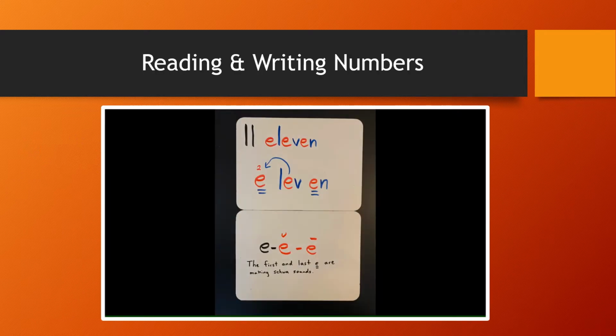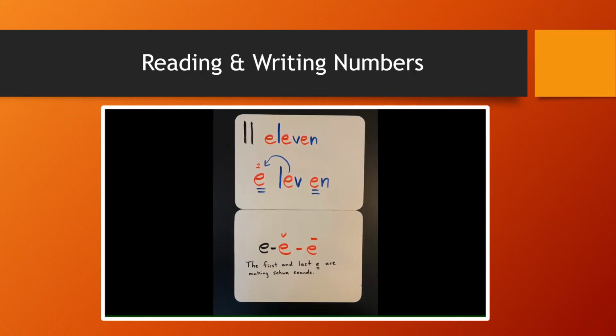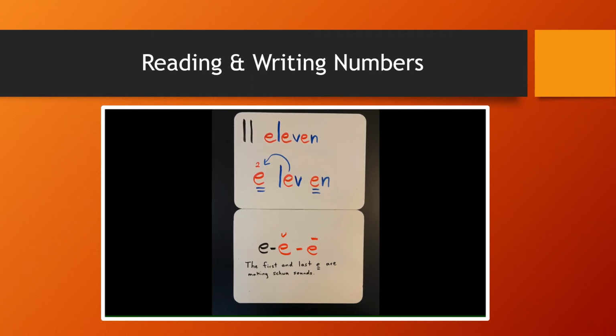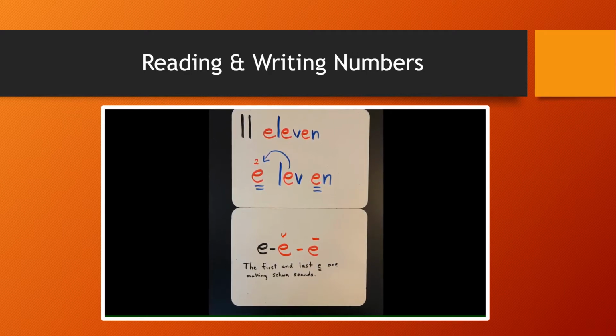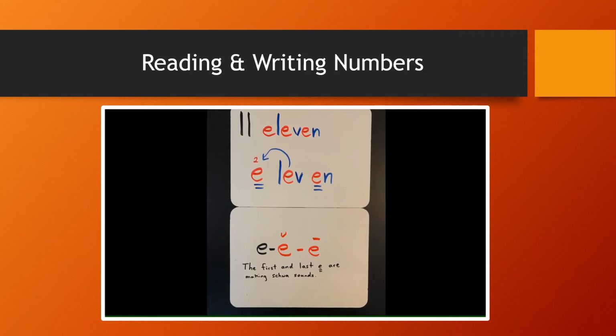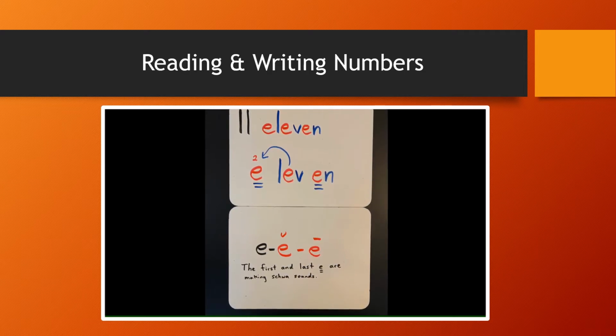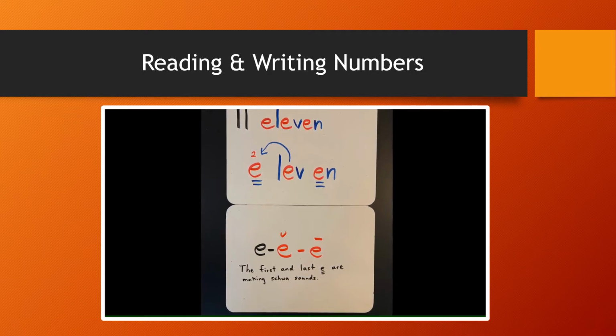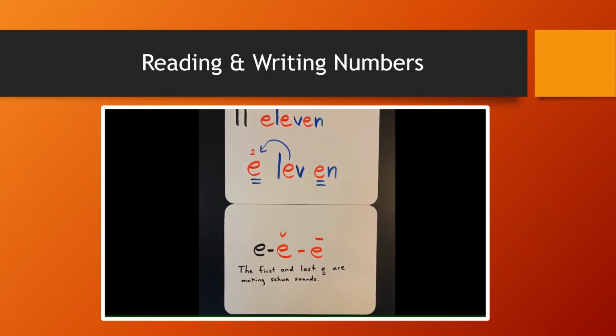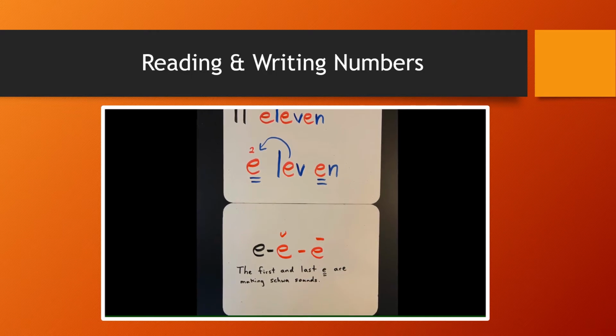Let's take a close look at the spelling of the word 11. 11 has 3 syllables, E, lev, N, and 6 sounds, E, O, V, N. E normally says E. The first and last E are schwa sounds. Normally, the first E, most of the time you will hear the second sound E.